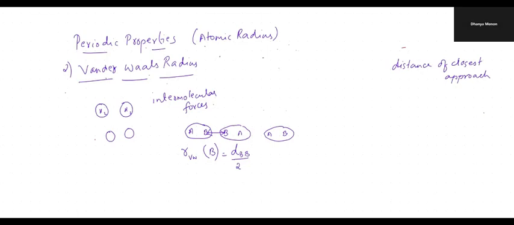Similarly, if I have to find the van der Waals radius of A, I will take the closest approach of A. So that is AA, DAA by 2. In van der Waals radius, it is just the distance of closest approach divided by 2. Now, this is for molecules.